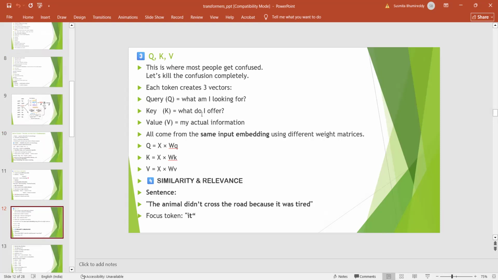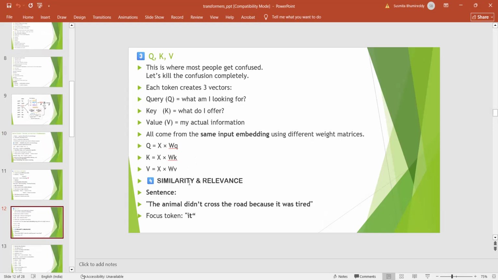And key, what do I offer? For my question, it should have some matching answer, so these are the top matching values it has for my question. And value is the actual information. All of them come from the same input embedding using different weight matrices. So for each query, key and value, we give weight matrices. This is an embedding, and this is the weightage.